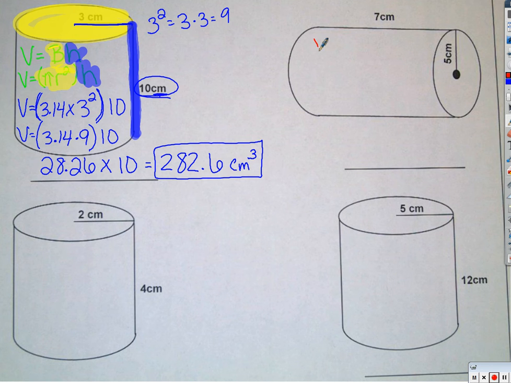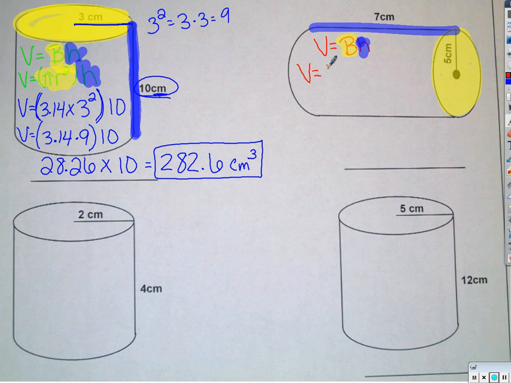On this one, same thing. Volume equals big B times H. Big B stands for area of the base. And our base is a circle, so we have to find the area of this circle. So here's our base. We have to find the area of the base times this H, which is the height of the cylinder. And this cylinder is lying on its side. Okay?